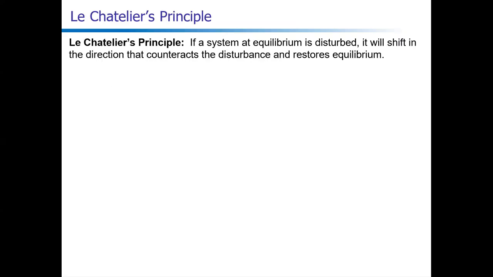This brings us to Le Chatelier's principle, which states that if a system at equilibrium is disturbed, it will shift into the direction that counteracts the disturbance to restore equilibrium. Let's start with the general reversible reaction. At equilibrium, the rate of the forward reaction equals the rate of the reverse reaction, and the concentrations of reactants and products remain constant, but only as long as the system remains undisturbed.